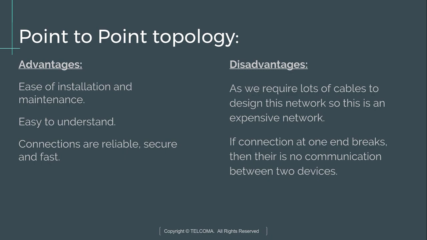The next is the advantages and disadvantages of point-to-point topology. Advantages are that it is easy to install, maintain and understand, and connections are reliable, secure and fast due to the dedicated link. Disadvantages: we require a lot of cables to design this network, so it is an expensive network, and if the connection at one end breaks, then there is no communication between the two devices.